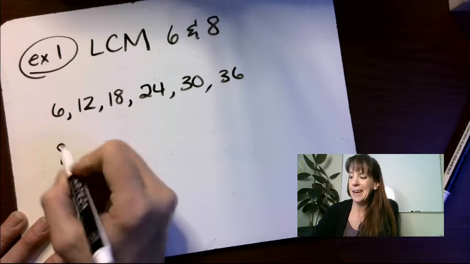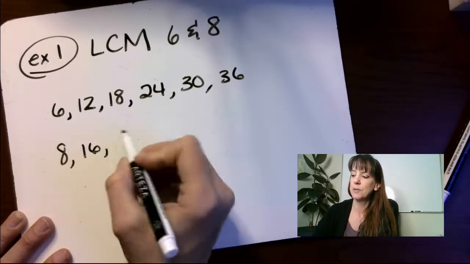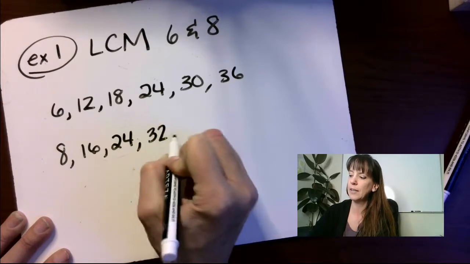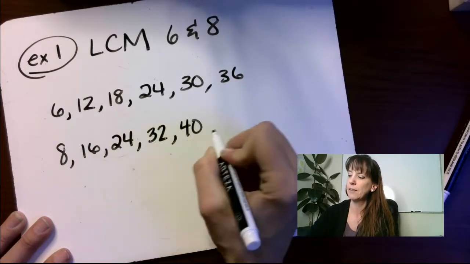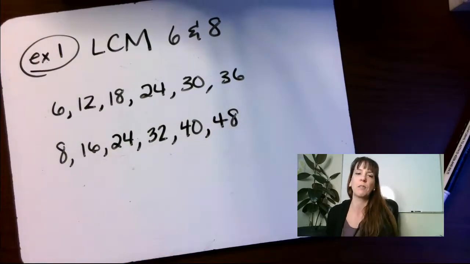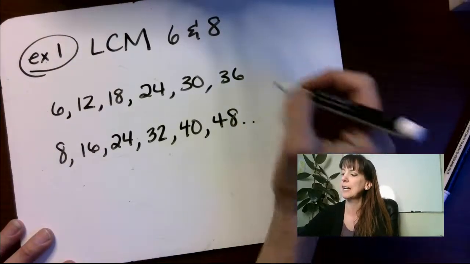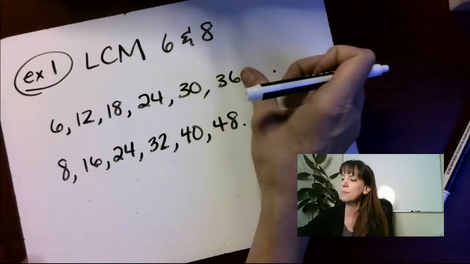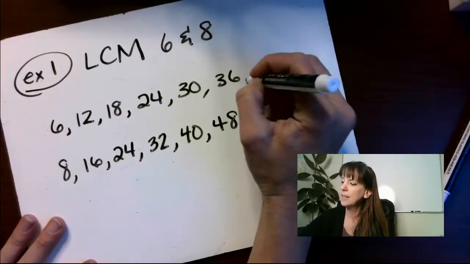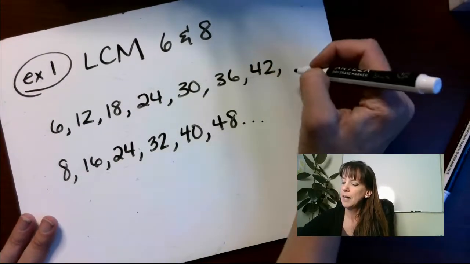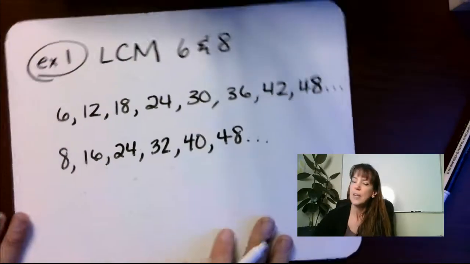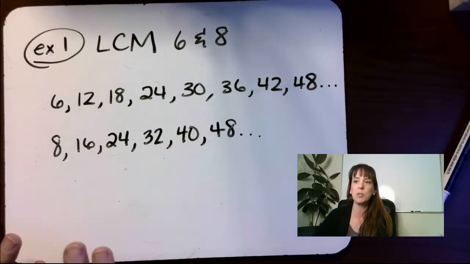Then we have 8s. 8 times 1, 8 times 2, 8 times 3, 8 times 4, 8 times 5, 8 times 6. All right, so we've got all of our multiples listed out here. The least common one that they have in common is, actually, let's keep going on this. 6 times 7 is 42. 6 times 8 is 48, right? Okay, so we have these multiples here.